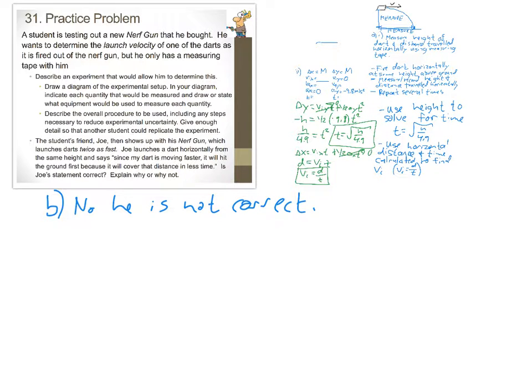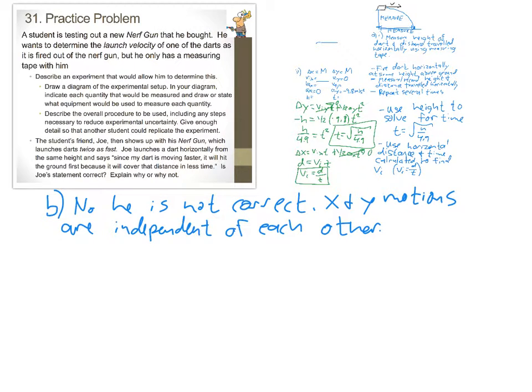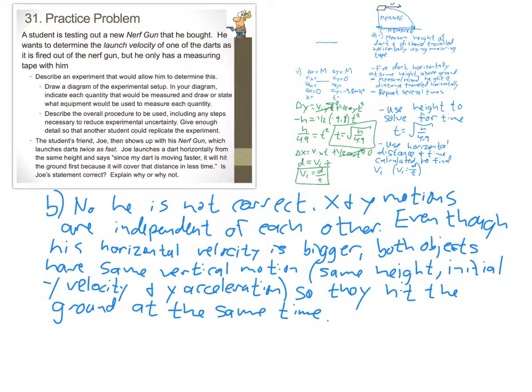And what I would say the biggest point is that X and Y motions are independent of each other. And so even though his is traveling faster in the X direction, they both start with the same initial Y velocity from the same height with the same Y acceleration, so they'll hit the ground at the same time. The last point that I would add is that Joe's dart will travel further horizontally because of that greater velocity, but it won't change the time in the air.